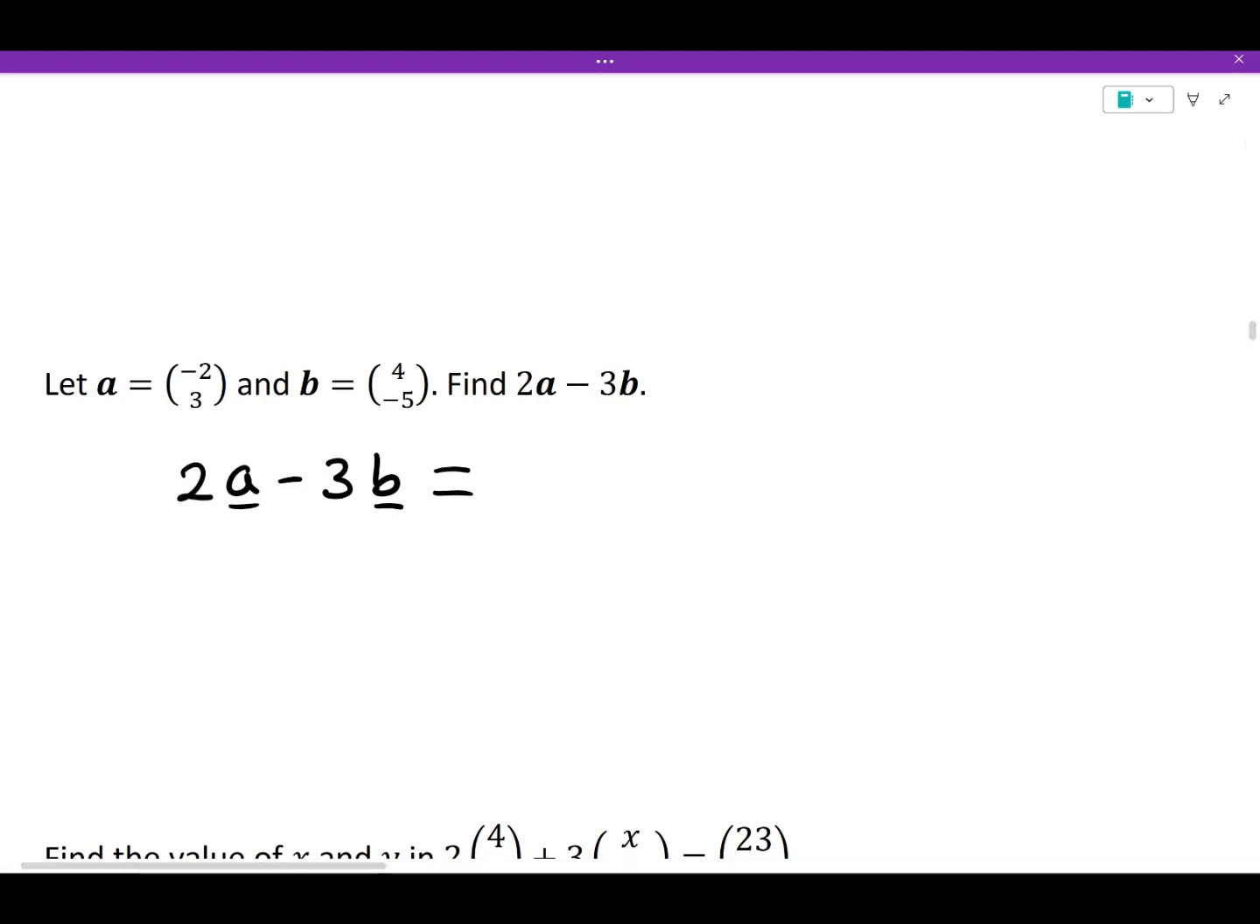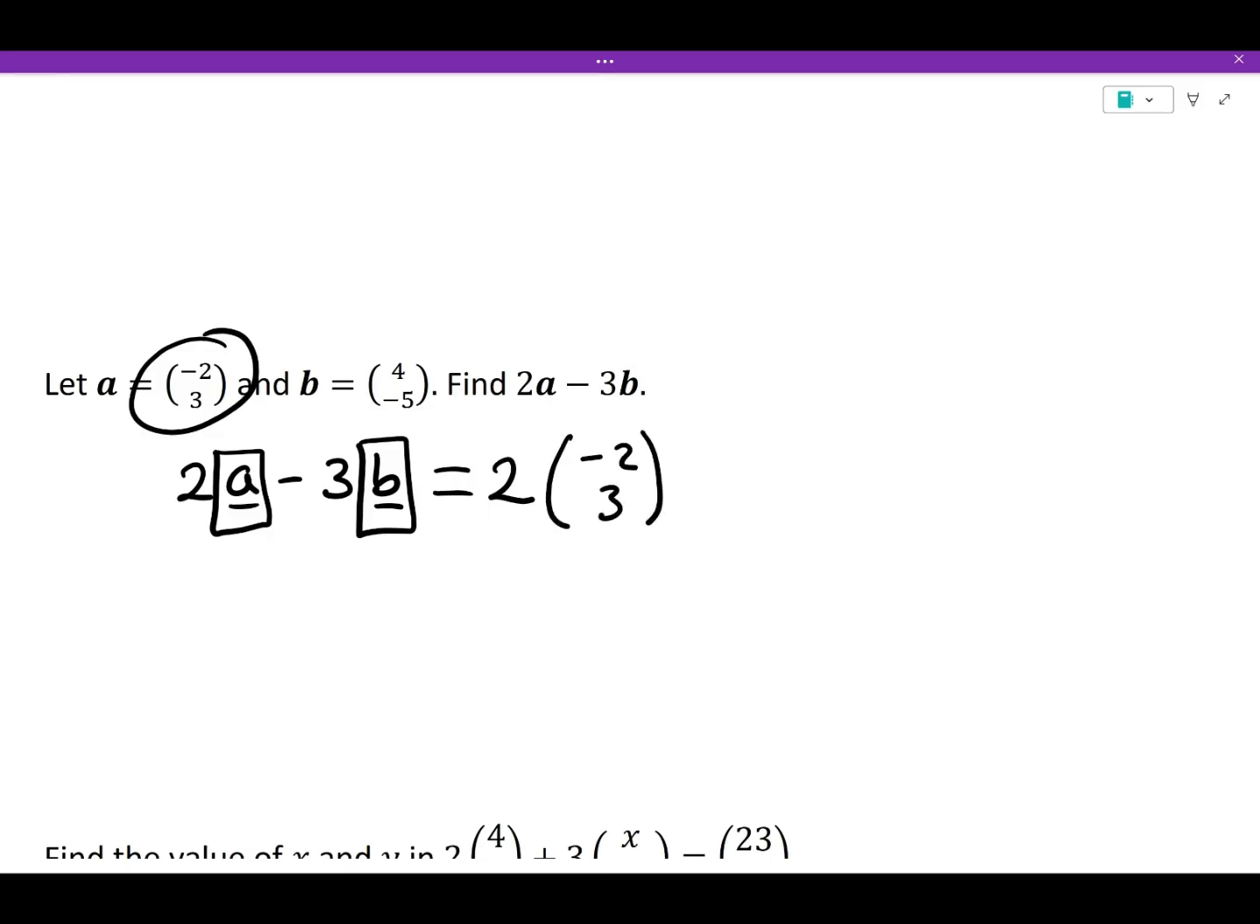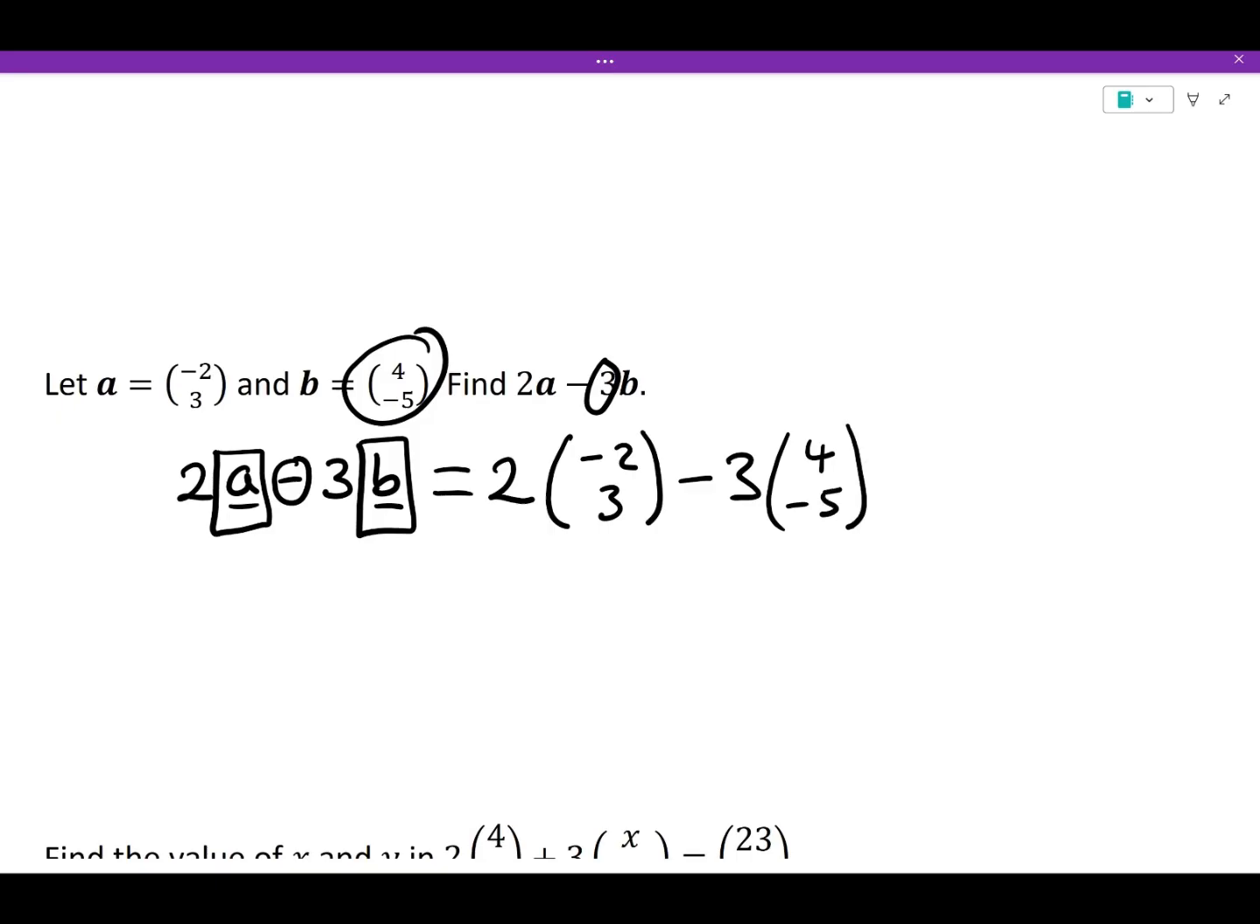What I'm going to do is replace both of my vectors with their column vector representation. So I would write 2, and then the vector for A, which is (-2, 3). Then we're going to write the subtract symbol. And then we're going to write 3 multiplied by the column vector representation of B, which is (4, -5). Because now I've got a better calculation to work with.